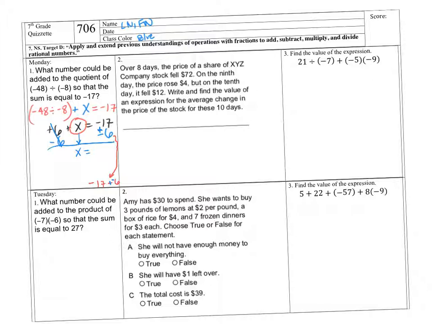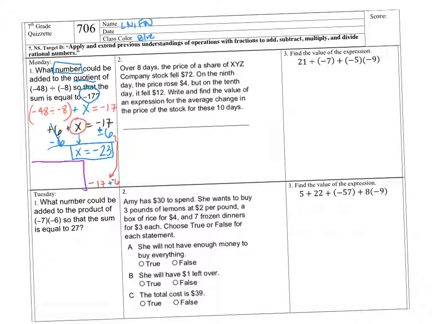So negative 17 plus negative 6 is going to be negative 23. So our mystery number, or the number that it's asking you, that can be added to the quotient of negative 48 divided by negative 8 so that the sum is equal to negative 17 is negative 23. And this is how you check it. So on the side, I'm going to try to write it in purple. If you can fit it, please do. So we're going to check.